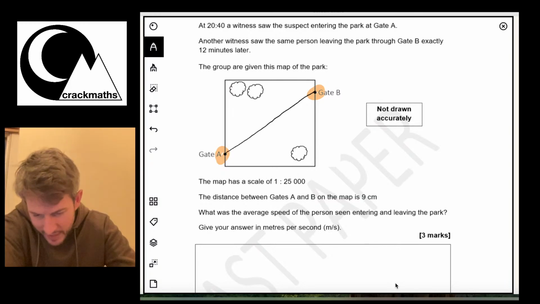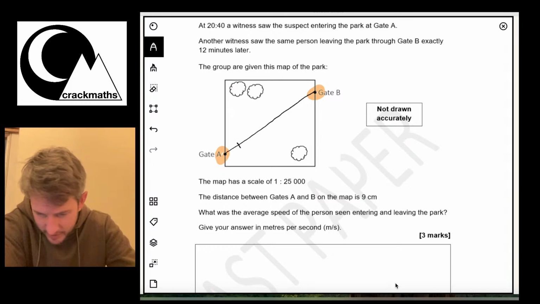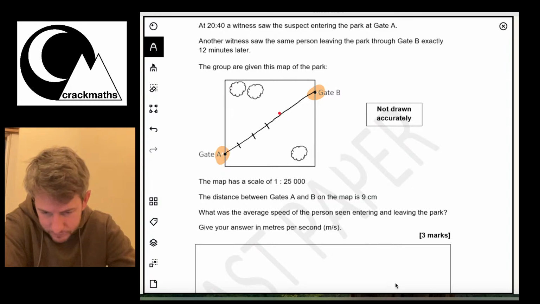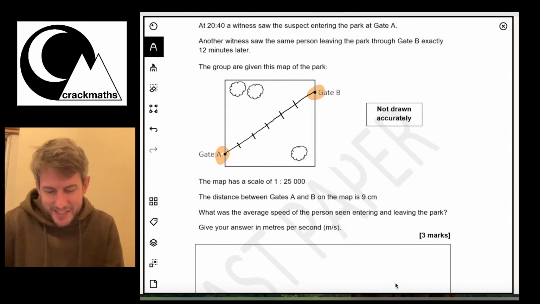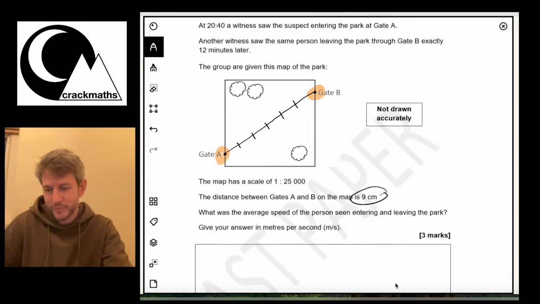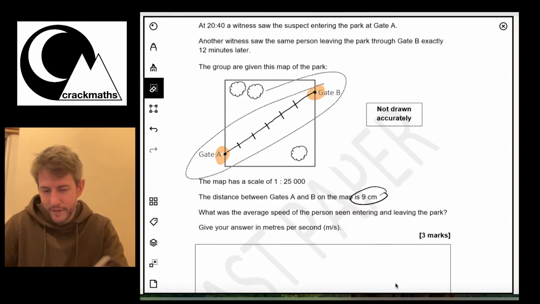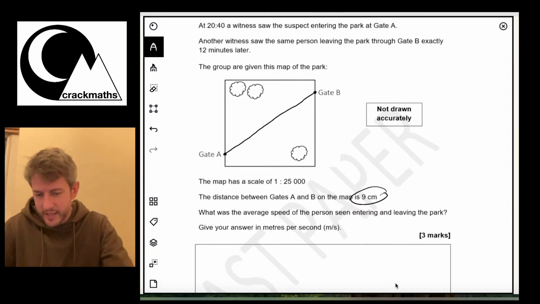Okay, so let's just say the centimetres. I'm going to create my centimetres here. I think these look like centimetres. I'm going to make it easy for us. I'm going to give us a whole number of centimetres. The distance between the gates on the map is 9 centimetres. I should have just read ahead. Right, let me get rid of that. There we go. The distance between the two gates is 9 centimetres.